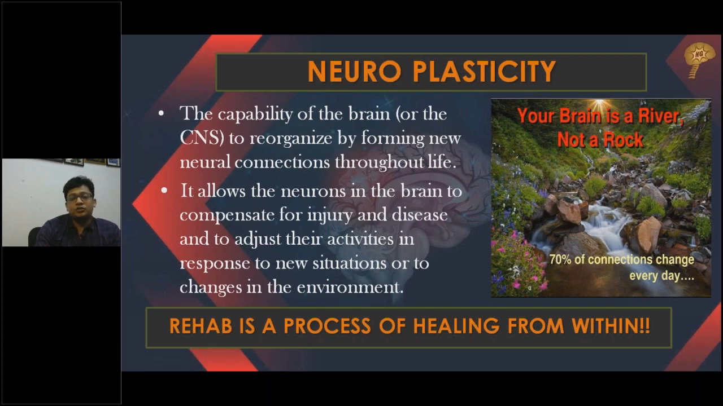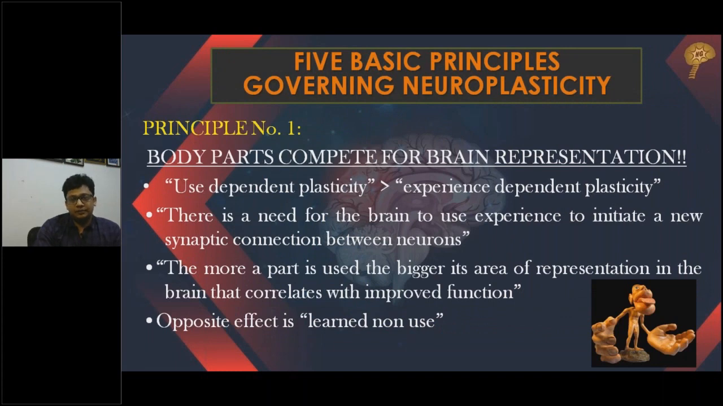So rehab is a process of healing from within. There are 5 basic principles governing neuroplasticity. The first is body parts compete for brain representation. So you have to use dependent plasticity more as compared to experience dependent plasticity. There is a need for the brain to use experience to initiate new synaptic connections between neurons. So the person has to have some experience before of that particular movement to start a new connection. The more a part is used, the bigger its area of representation, as we have already seen in the homunculus.